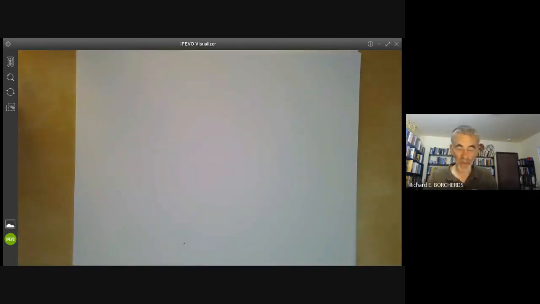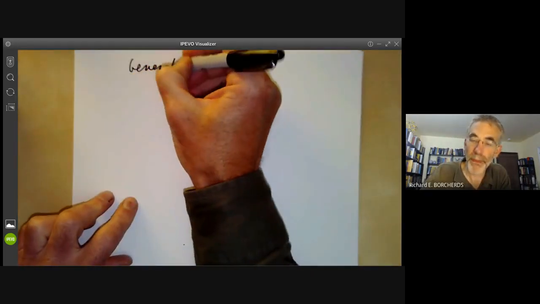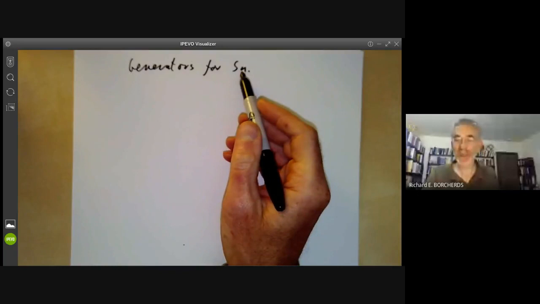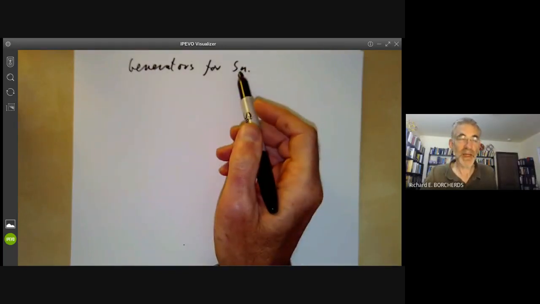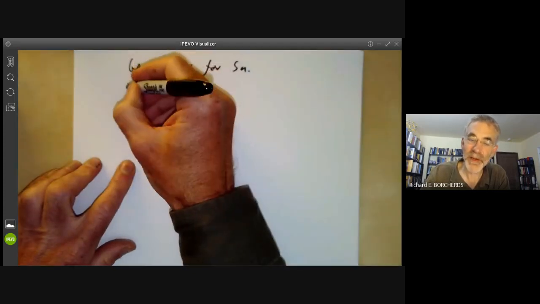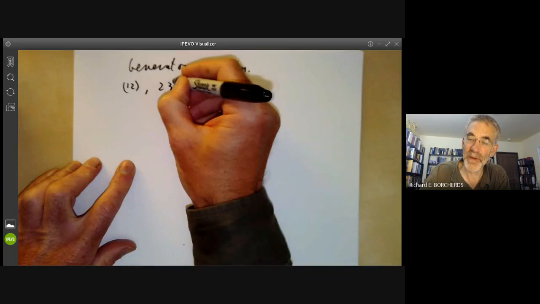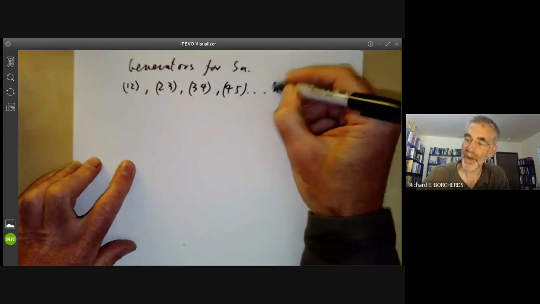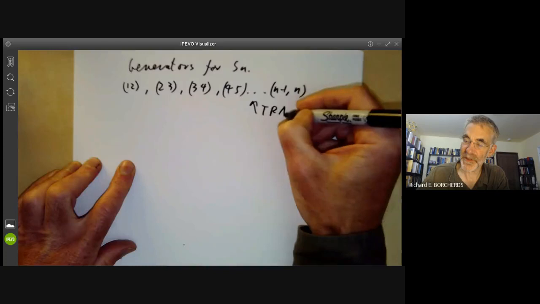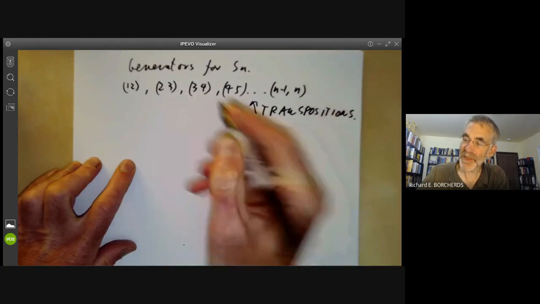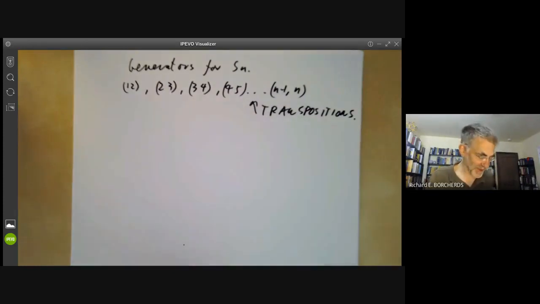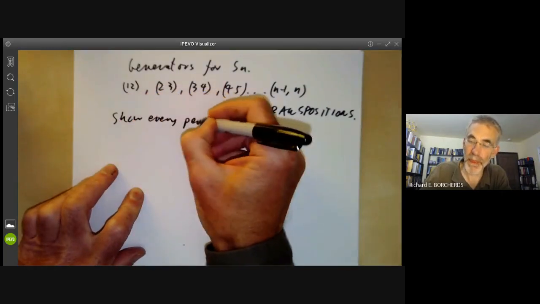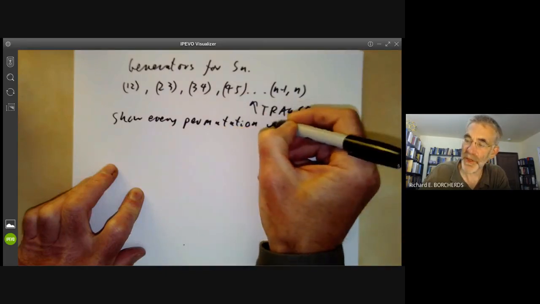Next, we want some generators for the group Sn. Generators mean we want to find some particularly simple elements such that any element of Sn can be written as a product of them. And the generators are going to be these transpositions: (1 2), (2 3), (3 4), (4 5), and so on, up to (n minus 1, n). These are called transpositions. So a transposition is a permutation that just exchanges two elements and nothing else. And we want to show that every permutation is a product of these.